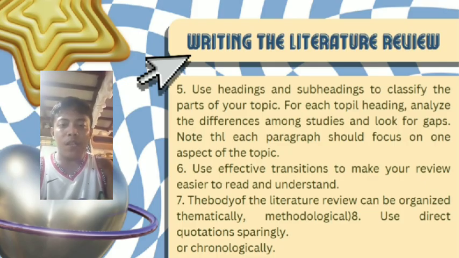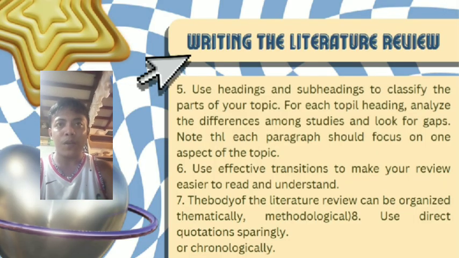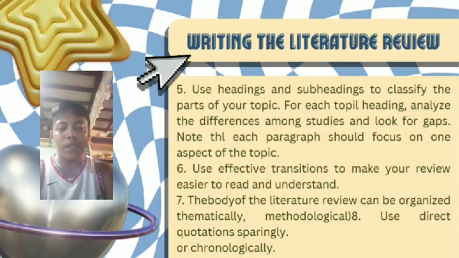Number 7. The body of the literature review can be organized thematically, methodologically. The body of a literature review can be organized either thematically, focusing on recurring themes or concepts, or methodologically, focusing on the research methods used in the studies reviewed.